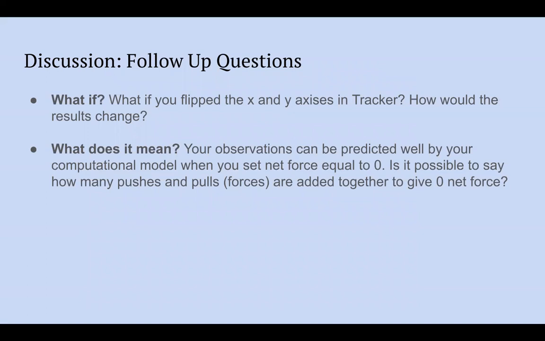The next question is, your observations can be predicted well by your computational model when you set net force equal to 0. Is it possible to say how many pushes and pulls are added together to give 0 net force? The answer to this is that no, you can't really say how many pushes and pulls are needed to give a 0 net force. In our real world experiment, it's very difficult to obtain a constant velocity because humans aren't perfect. By pushing the object, we can cause it to accelerate, and forces like friction can cause the object to decelerate. Therefore, we are unable to get a perfect constant velocity like in the computational model.